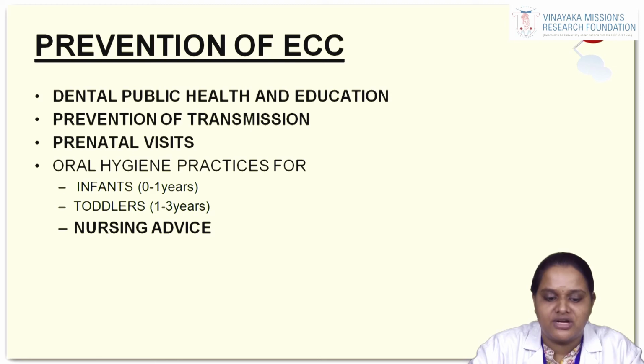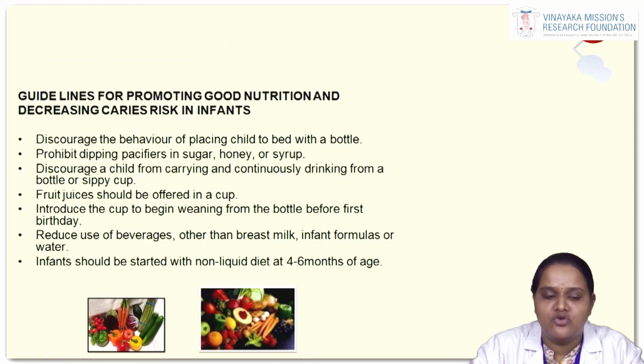For the oral hygiene practices, we divide it into two types. One is for the infants with the age group of 0 to 1 years, and for the toddlers it's 1 to 3 years. Here the nursing advice has to be even more enhanced. These are the guidelines for promoting good nutrition and decreasing the risk of dental caries for the child in the future, where you discourage the behavior of placing the child with a bottle to bed.